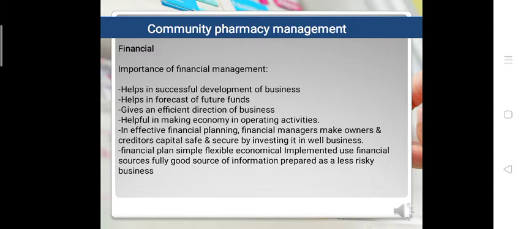Okay, it helps in making economic use of various operating activities. In effective financial planning, the financial manager makes owner and credit capital safe, and secures you by investing it in well-chosen businesses. So the financial plan is simple, flexible, economical, implemented, uses financial sources, a good source of information, and is prepared as a less risky business. Okay, so that is all we are talking about over here. This is the importance of financial management.